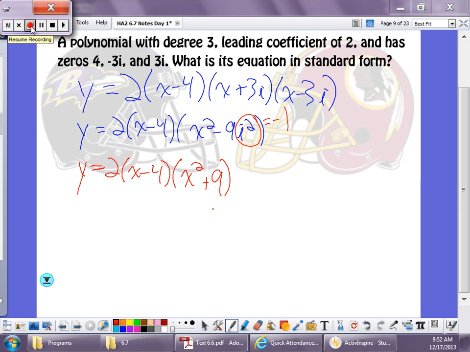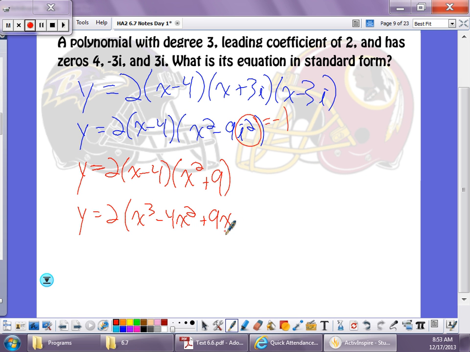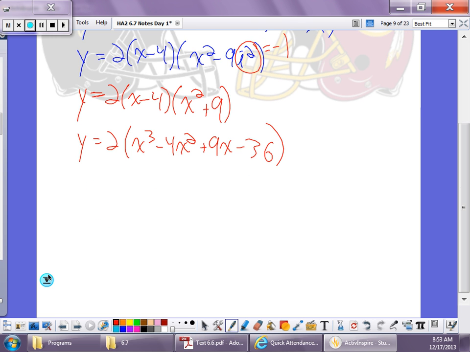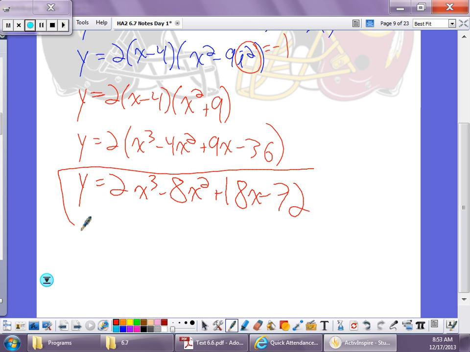So now you would just FOIL these. So you get y equals 2, x cubed minus 4x squared plus 9x minus 36. Sorry, I blanked out for a second there. And then you would just distribute by the 2. I'm sorry, factor out the 2. So 2x cubed minus 8x squared plus 18x minus 72. And that would be your answer.